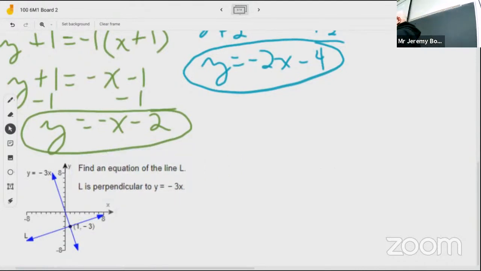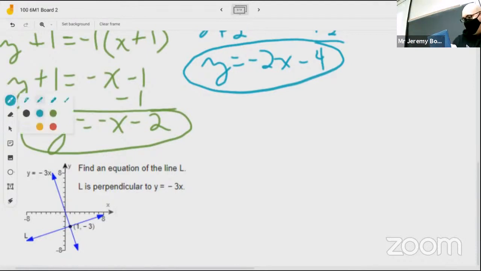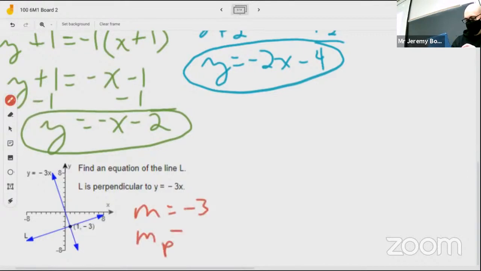All right, we're trying to find the equation of the line L. L is perpendicular to y equals negative 3x. So if the original slope is negative 3, then the slope of my perpendicular line is what? We're going to flip that and become negative 1/3, and then change the sign of it, so it's going to be positive 1/3. That's going to be the slope of our line.